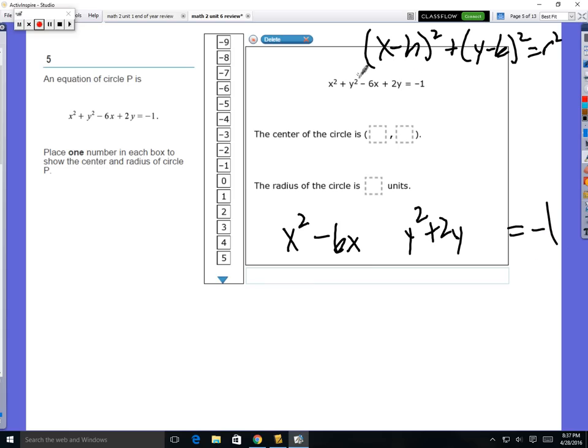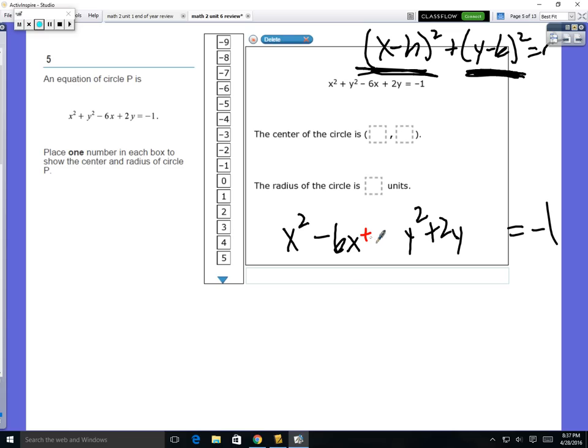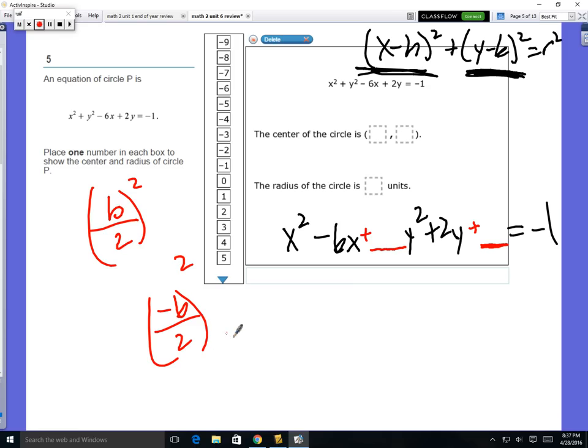You need to turn your x's and your y's into perfect squares. You need to factor them. You need to complete the square. So this x is missing something. The y's are missing something. To turn them into perfect squares, how you complete the square is you take b, divide it by 2, and square it. My b is negative 6, so negative 6 divided by 2 is negative 3, squared is negative 3 times negative 3, that's 9.